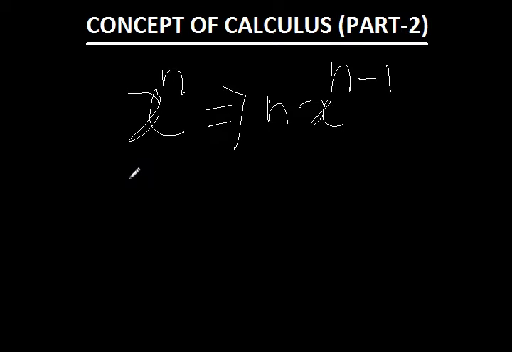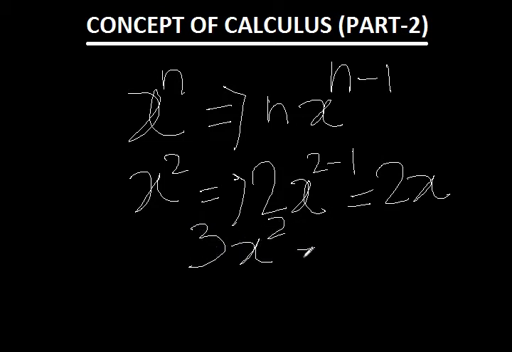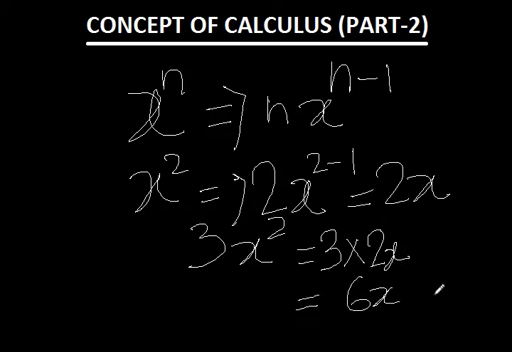Say for example, I am asked to differentiate x square. In that case, I bring the power in front of x and then I reduce the power by a value of 1. So that will give you 2x. Now say if I have 3x square, then what I need to do is keep 3 as it is and then multiply by the derivative of x square, which is 2x. So that gives me 6x. This is fundamentally the procedure that we have to follow.